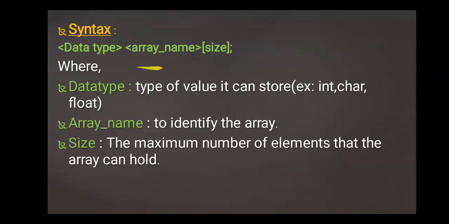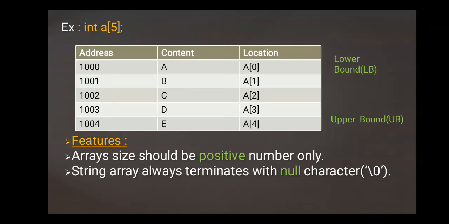The array name is to identify the array. That means if we write a program, we have to identify a particular array. For that we have to name it. Size means the maximum number of elements that the array can hold. We write it in the size. This is the syntax of a one-dimensional array.